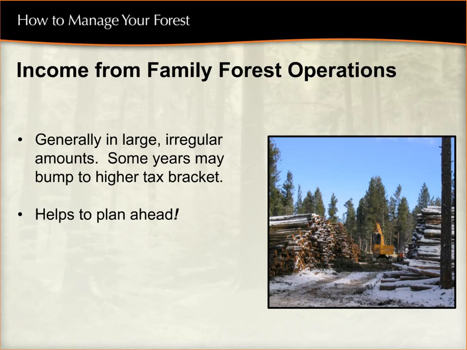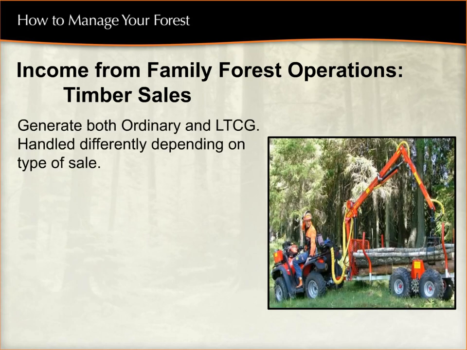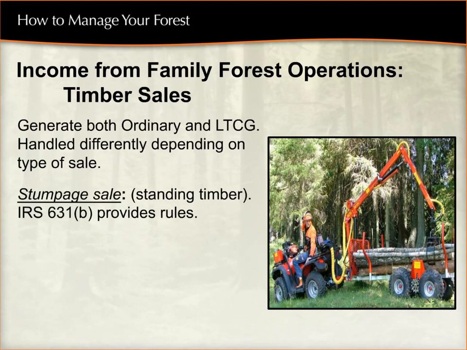Smaller, more frequent product sales is just one example of planning to manage income. Timber sales can generate both ordinary and long-term capital gain income, depending on the type of sale. The IRS generally accepts as long-term capital gain the profit from two categories of timber sales: stumpage sales and cut logs. Stumpage sales are sales of standing timber.